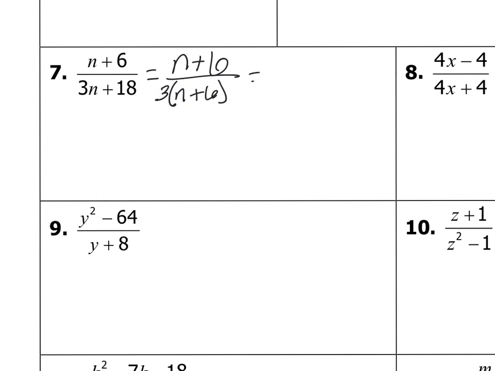And now I have an n plus 6 on top and an n plus 6 on bottom, and that makes a 1. So what do I have left? Well, in the top, I have a 1 because I made a 1. And in the bottom, I have a 3. So my answer is 1/3.